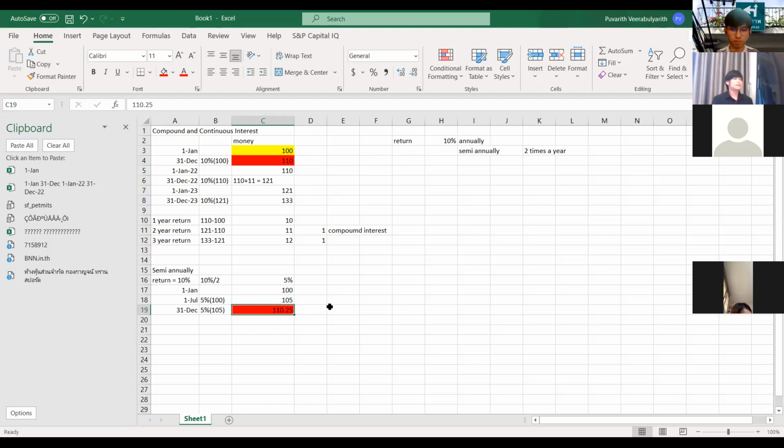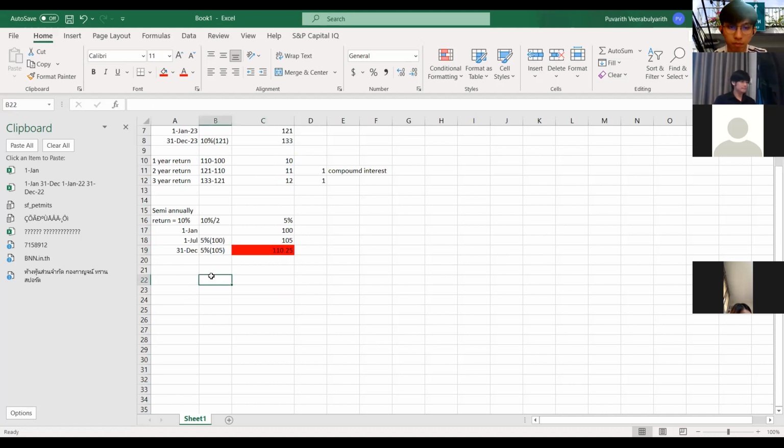Okay, so let's think how many times do you want the bank to give the return to you per year, like 4 times a year or 10 times a year or like 100 times a year. So what about they give you infinite times a year? Infinite times a year.